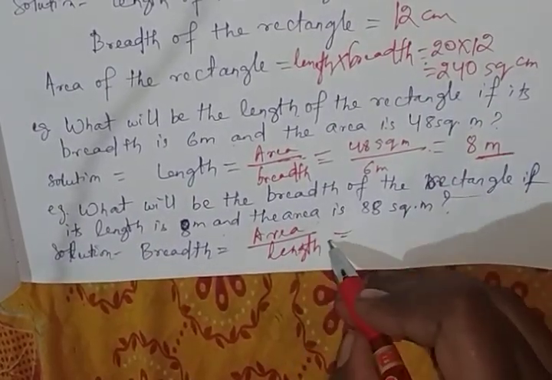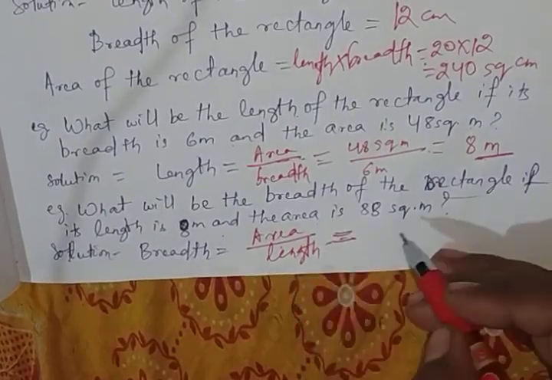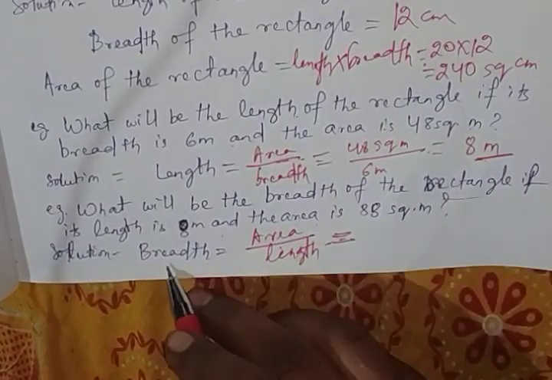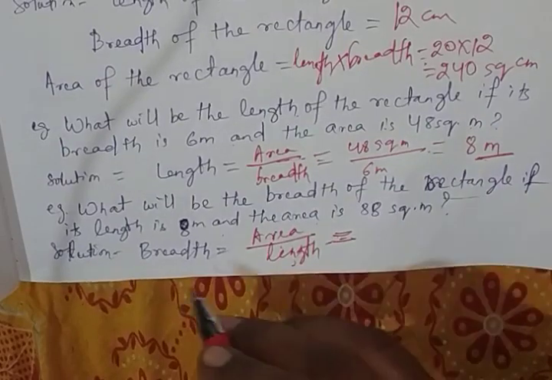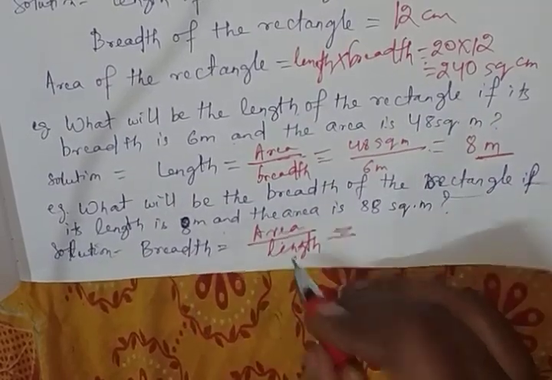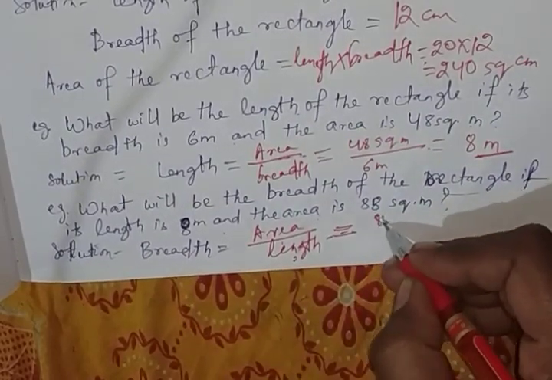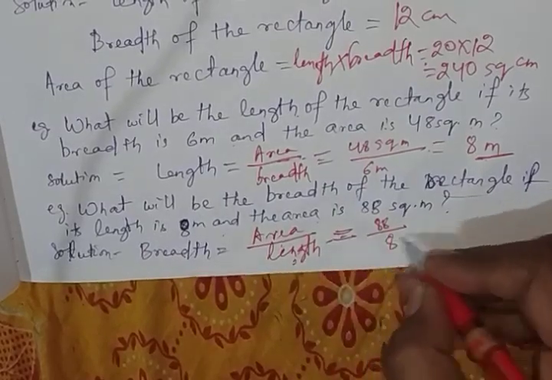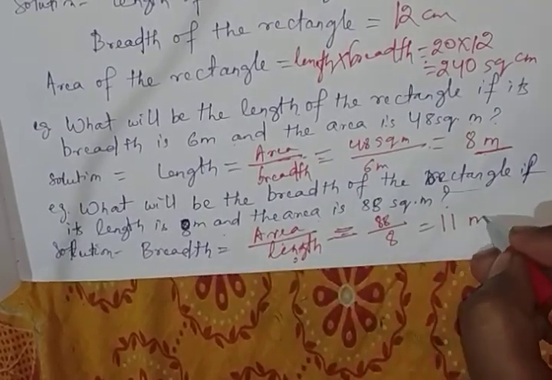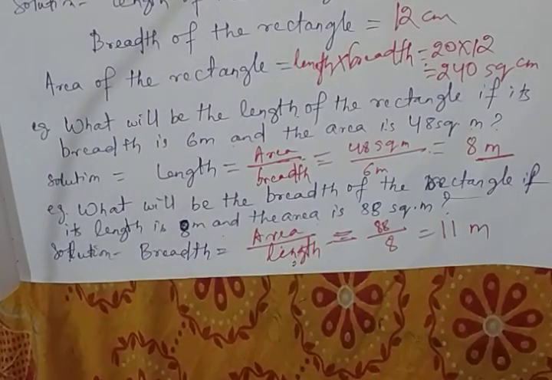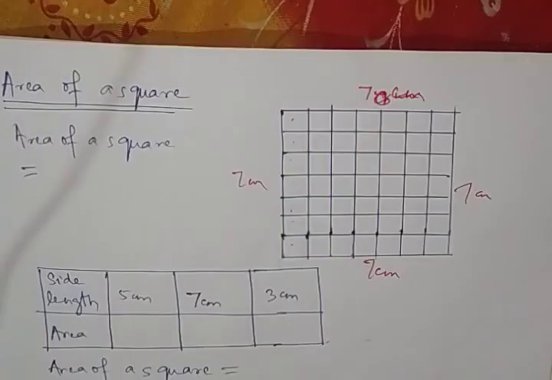So you'll put area first, then length or breadth. If length is given, you will put breadth here. If breadth is given, you will put length here. So area is how much? 88 by length is how much? 8. It is how much? 11 meter. So this is about area of rectangle.